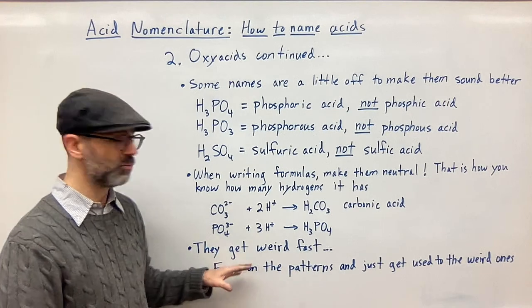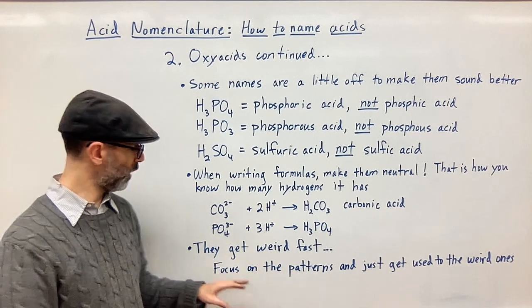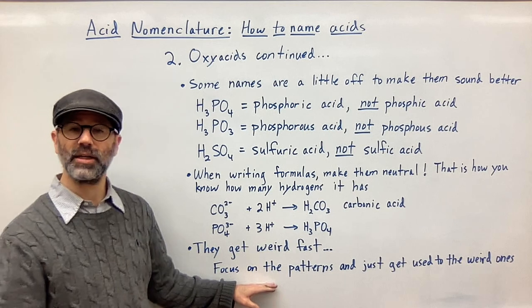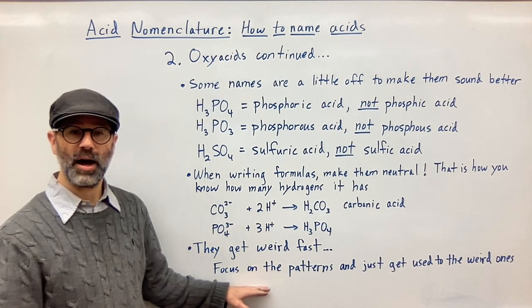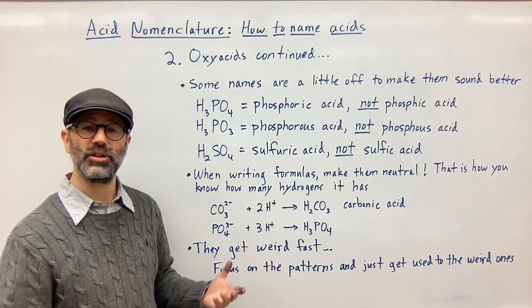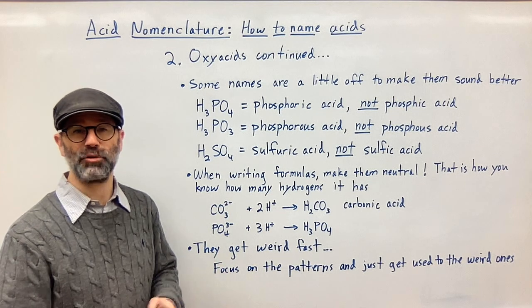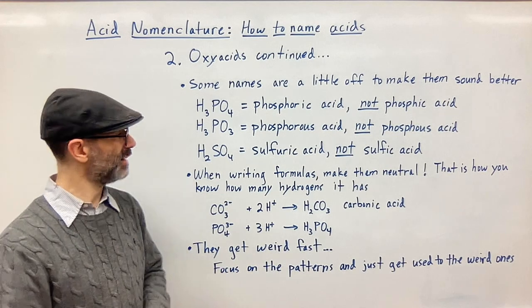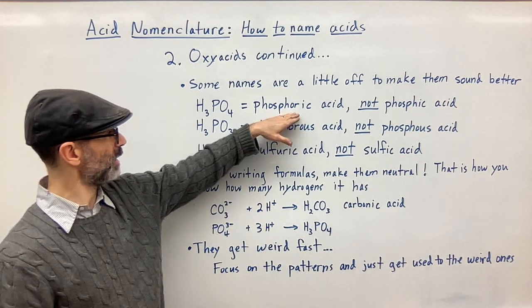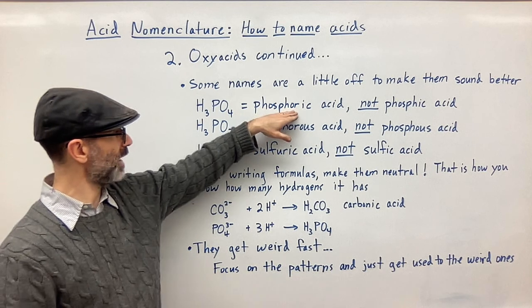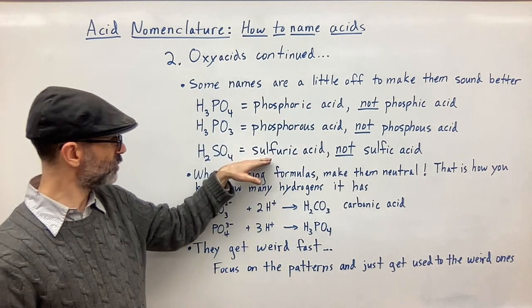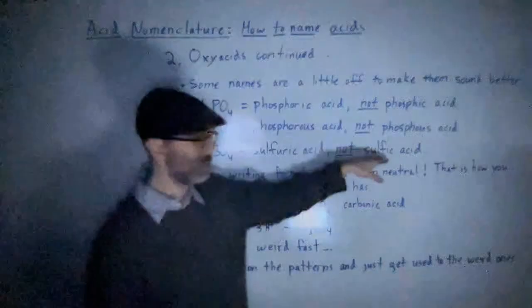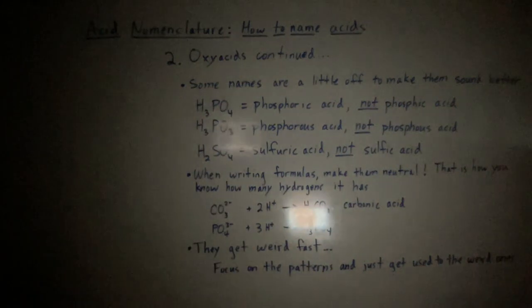So some names are weirder than others. What I would do is just focus on the patterns that I've gone over already and just get used to the weird ones. Those are ones you're just going to have to remember how to name and how to spell, because the spelling's not going to be what you expected, just like with phosphoric acid, not phosphic, and sulfuric acid, not sulfic.